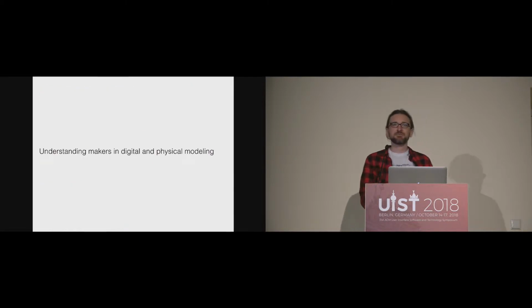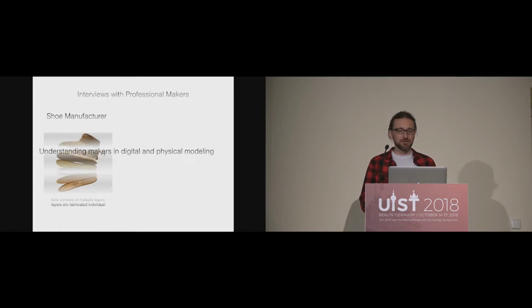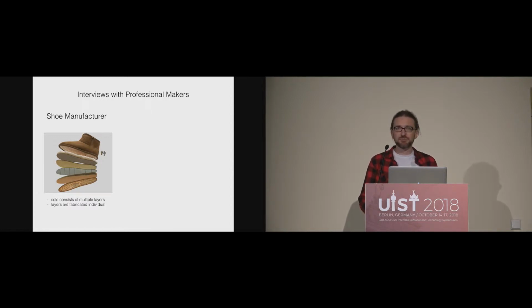The first thing we did, we wanted to understand more how makers actually create objects and how they model with them. So we did interviews with professional makers. We visited a shoe manufactory where they produce shoes for people with special needs, so very individual shoes. One of the main challenges for them is to create the sole that consists of multiple layers. They are very similar, but each of them needs to be fabricated individually because it is this physical process. There is no copy-paste operation.